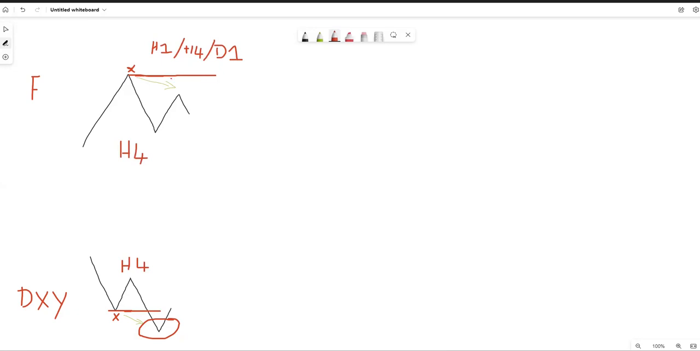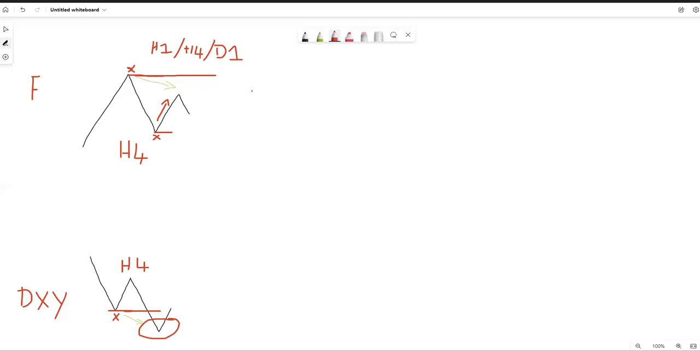Okay, I'm not showing a mitigation block. I'm showing that there's SMT here before the mitigation block has been created, because remember price has retraced here, and before it takes the high, we see the DXY take the low, right? So we know that it's SMT over here. So we want to try be buyers below or sellers below that high, or before the mitigation block has been created. So we know that the 4 hour has created SMT.